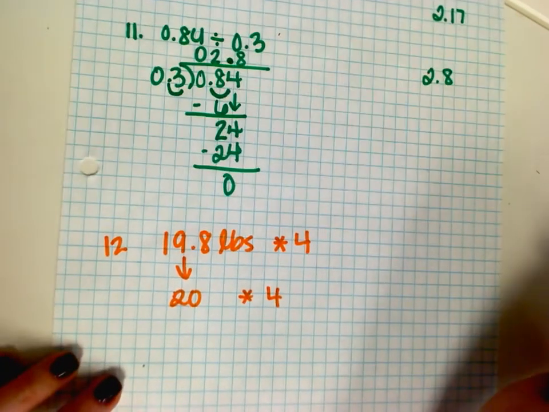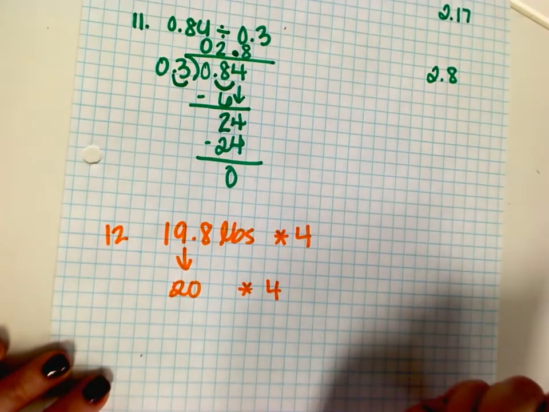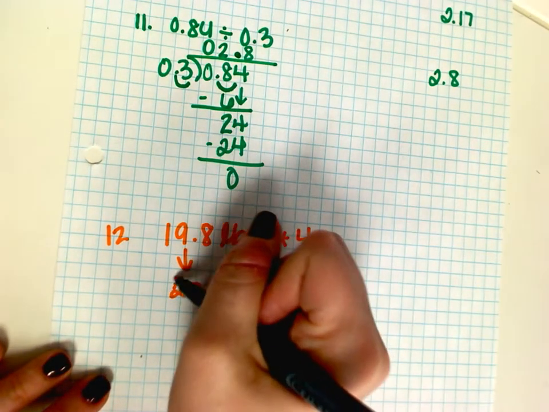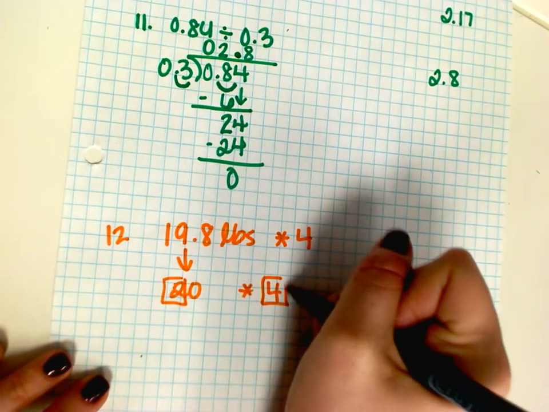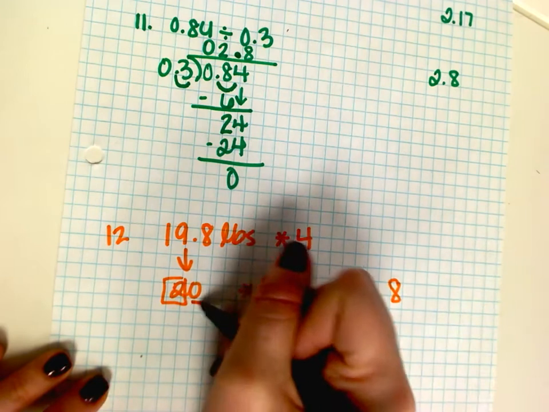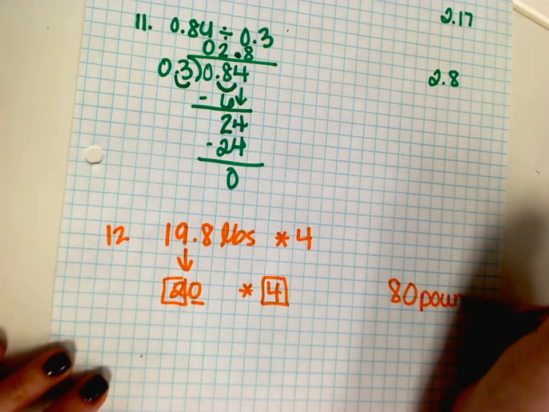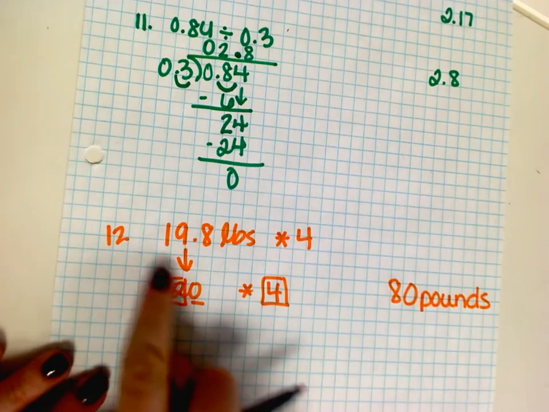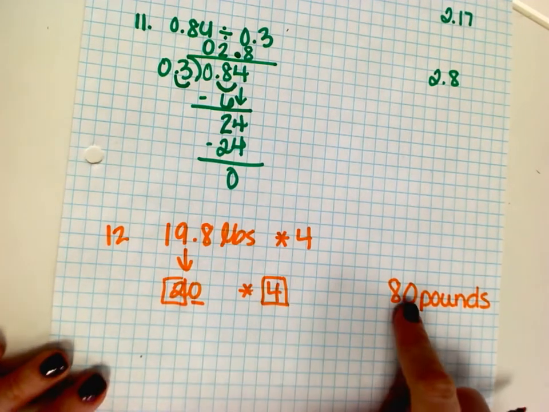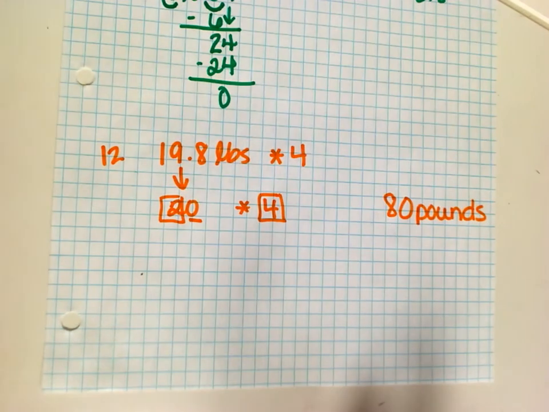Then I have 20 times 4. Now this is a box the basic fact, add the 0 problem. 2 times 4 is 8, and then I have 1 0 to add. So my unit is pounds. So 4 watermelons would be about 80 pounds.